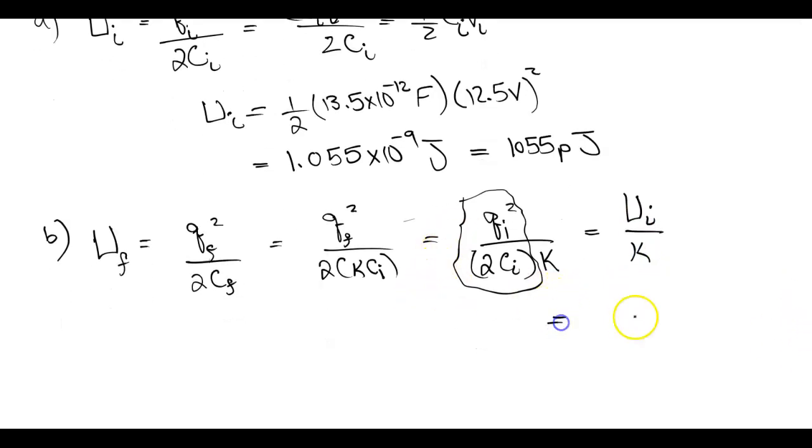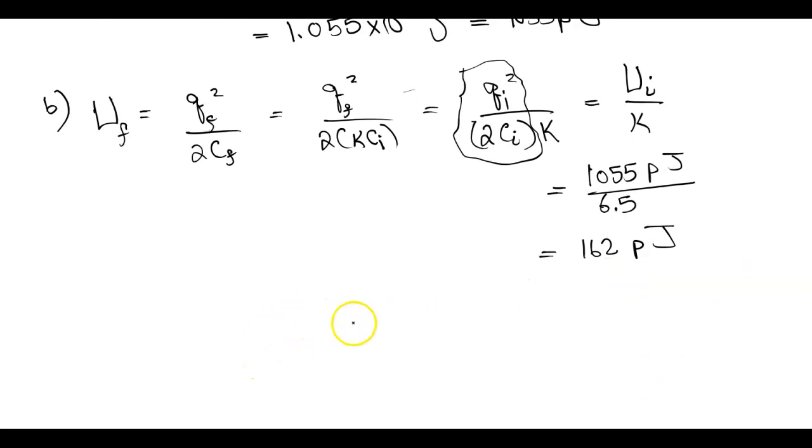which means that we have 1055 picojoules divided by 6.5. That gives us 162 picojoules.